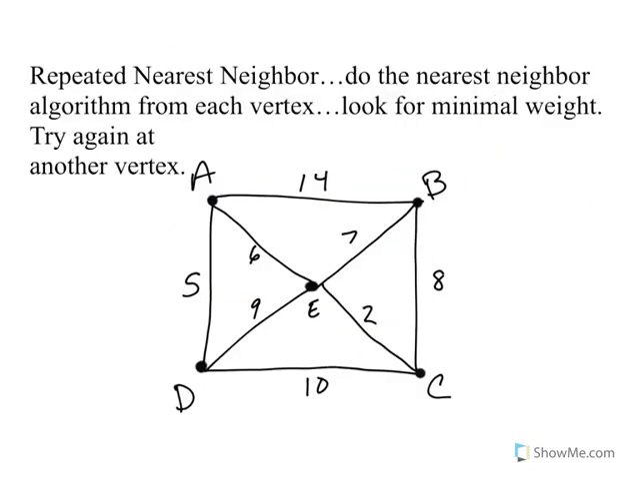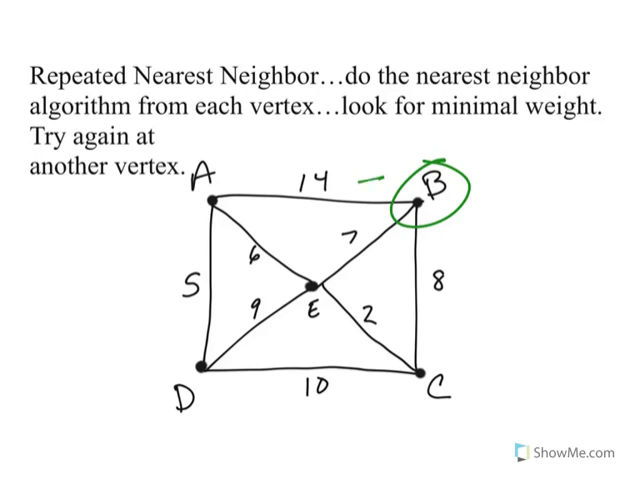Now sometimes we call this the repeated nearest neighbor, meaning let's try it again from another vertex. And you can do this for every vertex to see what happens and go for the minimum. So let's just do the same graph, but from a different perspective. Let's start here with B. We started with A on the last one. Let's start with B and see if our answer is different than 38.